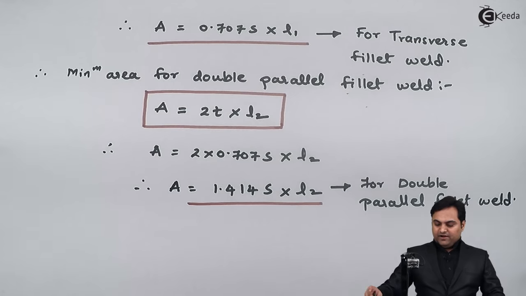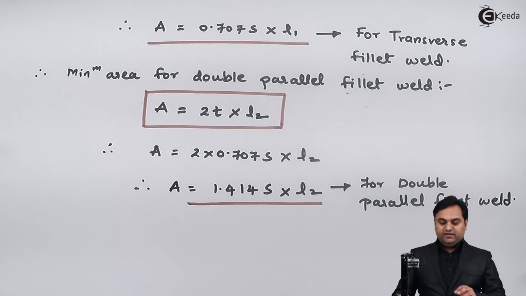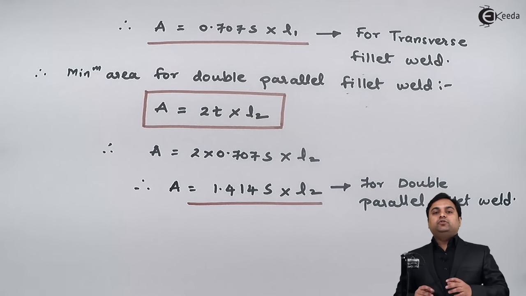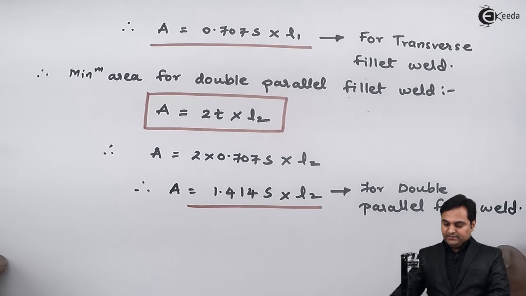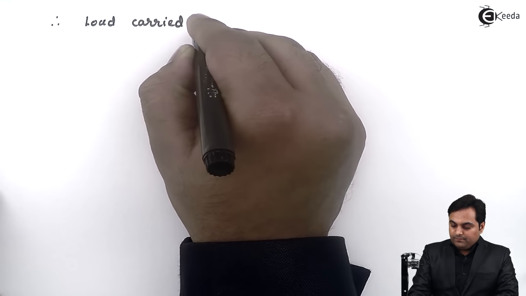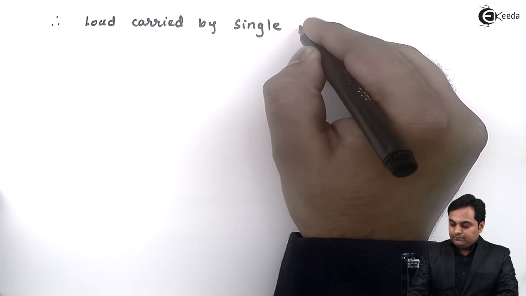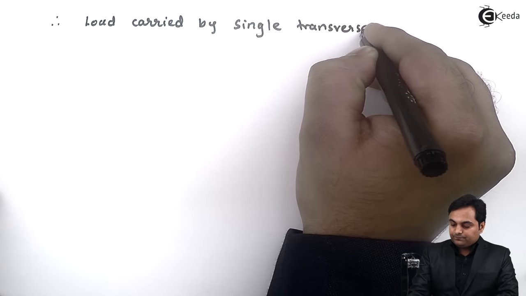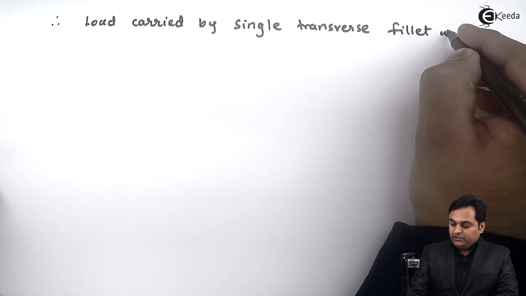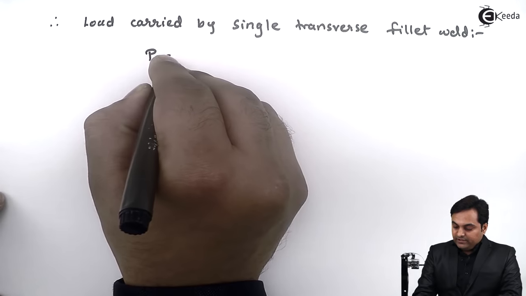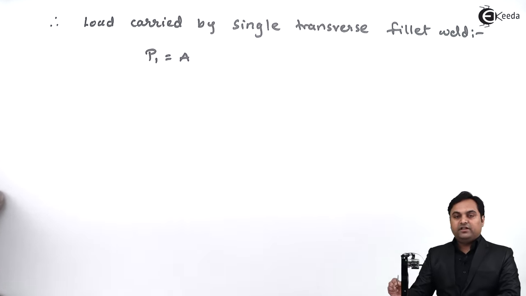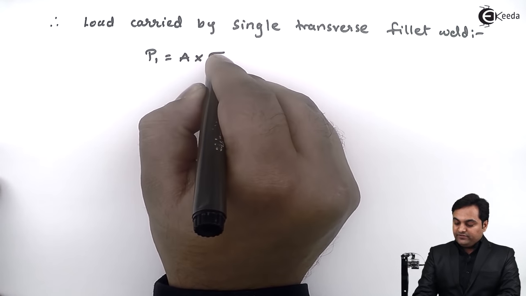Next, after getting area for both transverse fillet weld and double parallel fillet weld, the next thing which I will calculate here is the load carried by transverse fillet weld and parallel fillet weld. So here I'll say that after this, therefore load carried by single transverse fillet weld, that load which is carried, I'll denote it by P1, and it will be area of single transverse fillet weld multiplied by tensile stress.